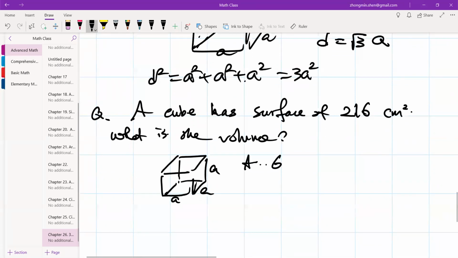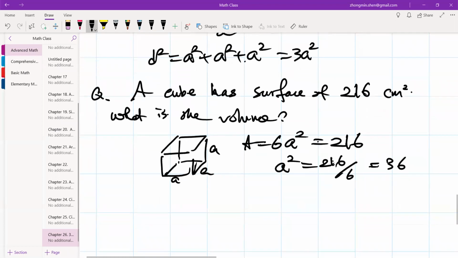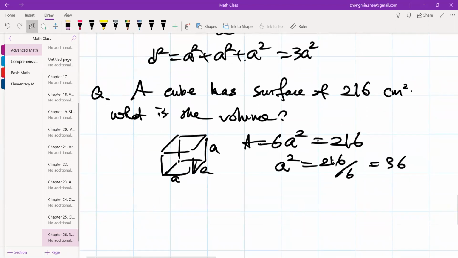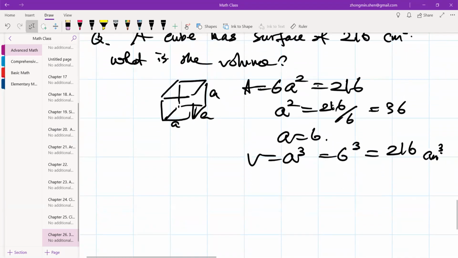And then you write down what you're given. You say surface area 6A squared equals 216. Then you divide by 6, and it's going to be 36. Then you see A equals 6. Then the volume is A cubed, 6 cubed, and they actually end up with the same number.